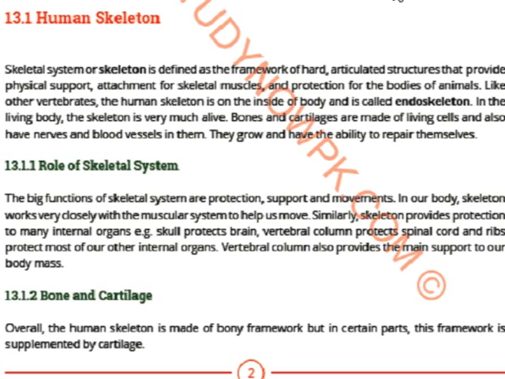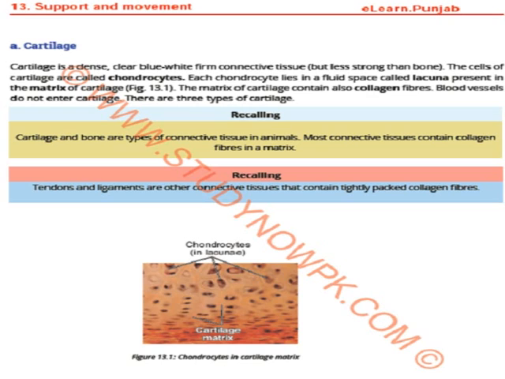Okay, so this is a cartilage. Cartilage is a dense, clear, blue-white connective tissue, but less strong than a bone. The cells of the cartilage are called chondrocytes. So, all these things are very important. This chapter is very short, but it is very important. They can ask you what are cartilages. So you have to write that the cells of the cartilages are called chondrocytes. So this is the composition.